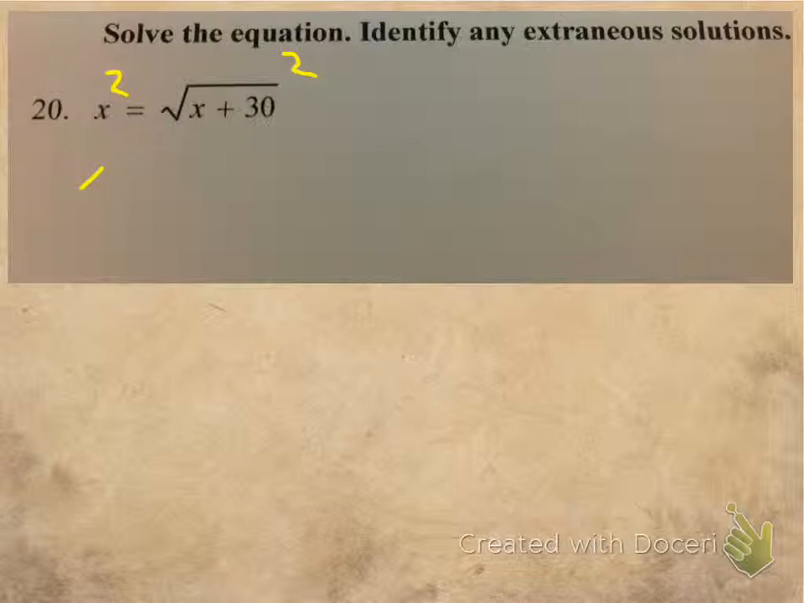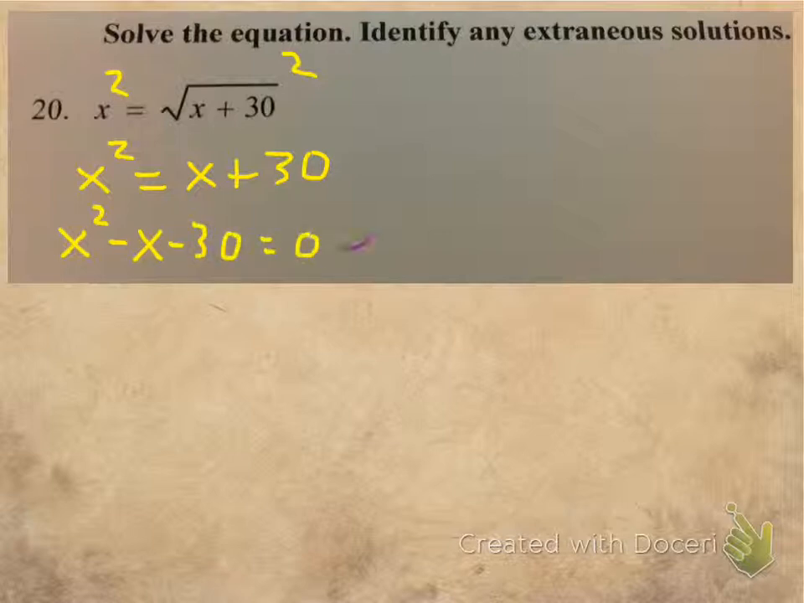On the last one, number 20, you notice that there is a radical. It's a radical equation. The radical is isolated, so we square both sides, and as a result we get the equation x squared equals x plus 30. Rearrange that, you get x squared minus x minus 30 equals 0.